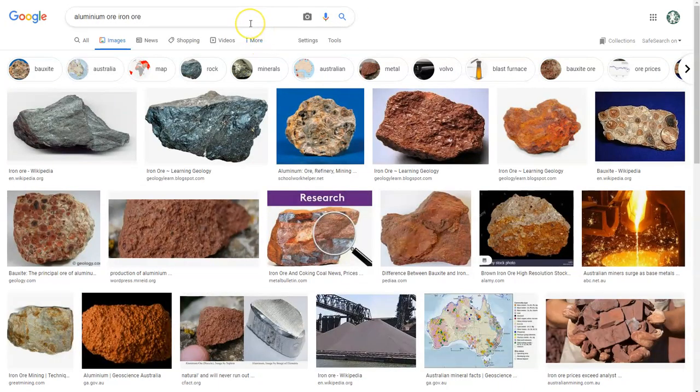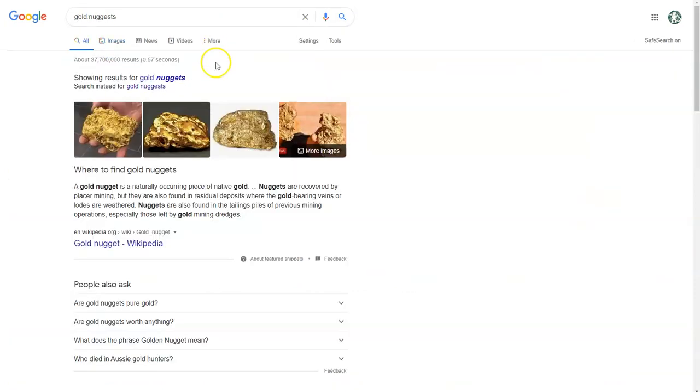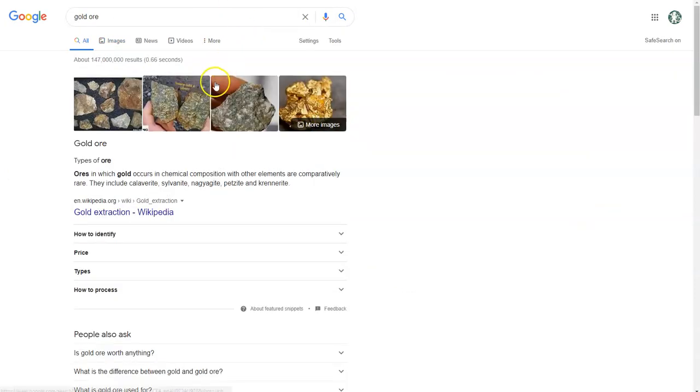Aluminium and iron are found naturally as ores. And most metals, because they react with oxygen, when we find them in the Earth's crust, we find them as ores and they have to be smelted. Gold can be found as nuggets. Rarely it's found in ores.